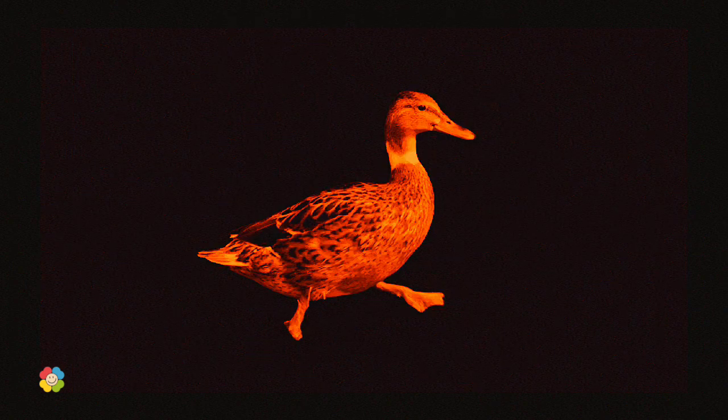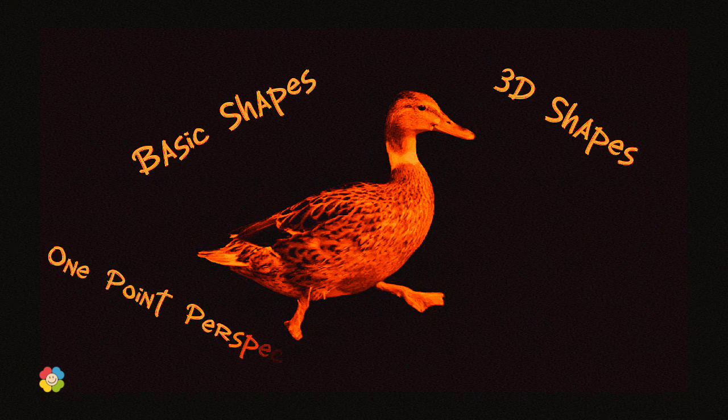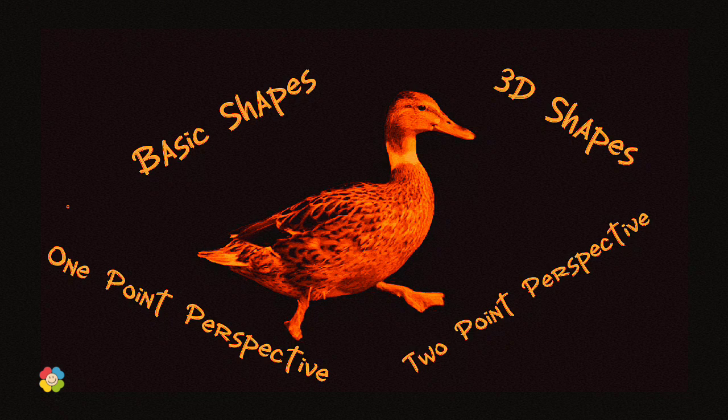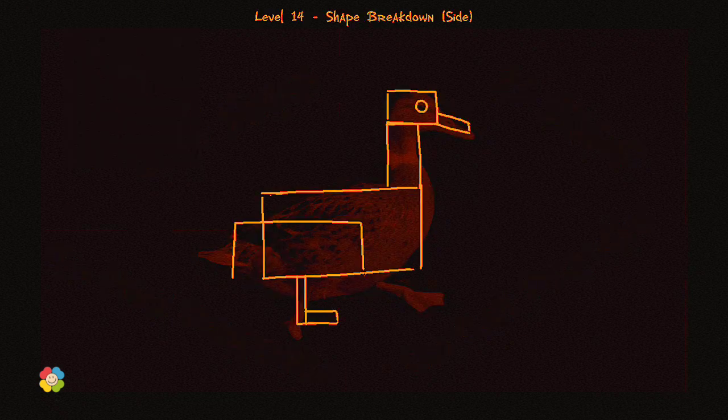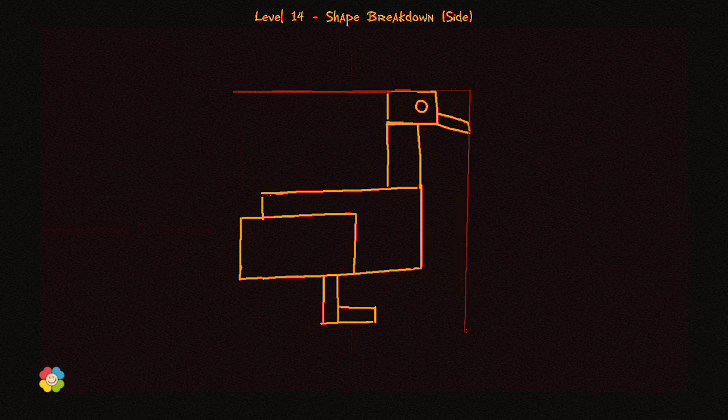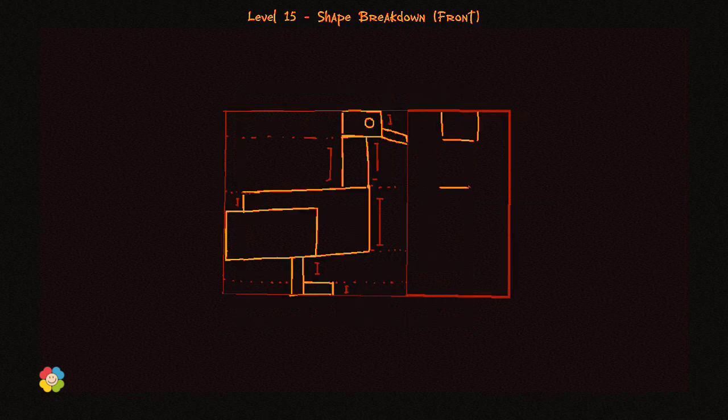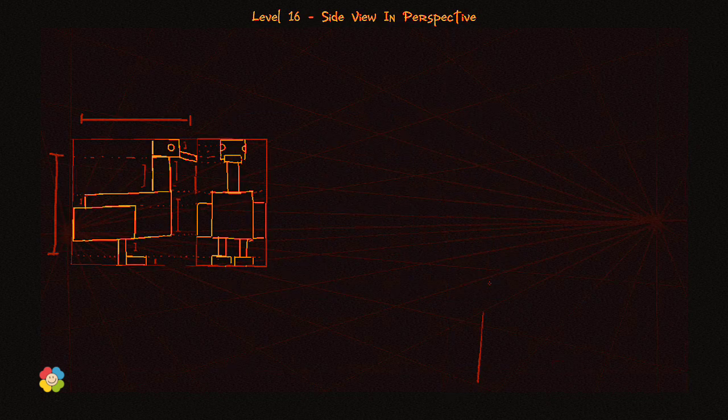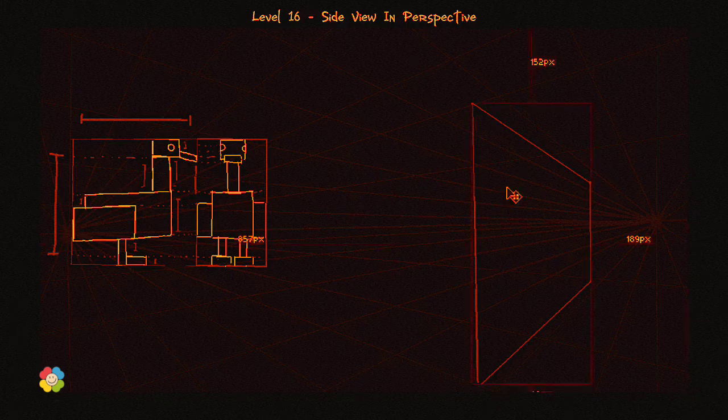So let's get back to our duck, and we're going to use a 2-point perspective and a 1-point perspective to draw our duck. So we start with our basic shapes like we did the first time. We do our duck. It's all about shapes. This will give you the side view of the duck. So using the same method, we're going to draw the front view of the duck, and then we go to the 1-point perspective. We design the duck inside the shape.